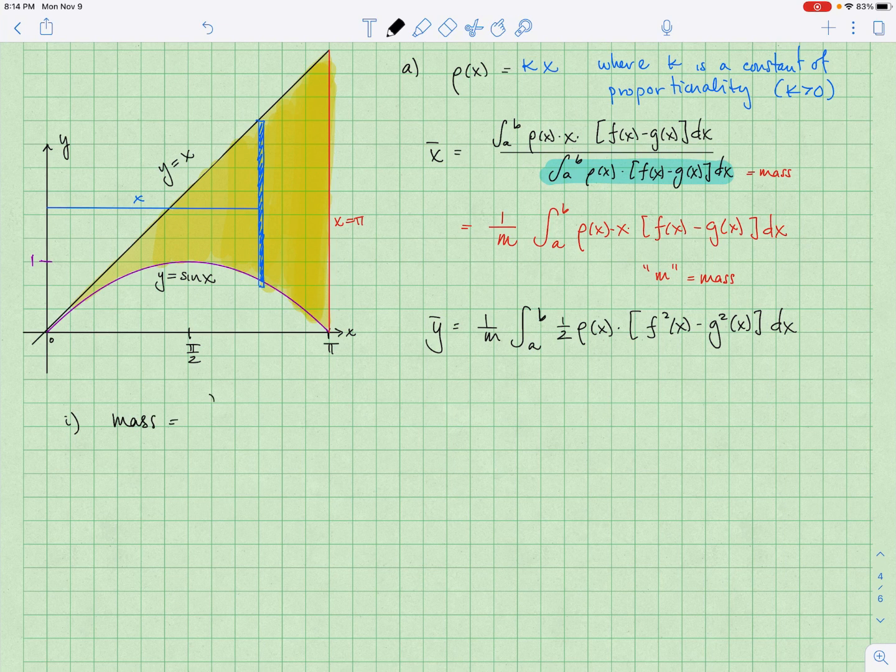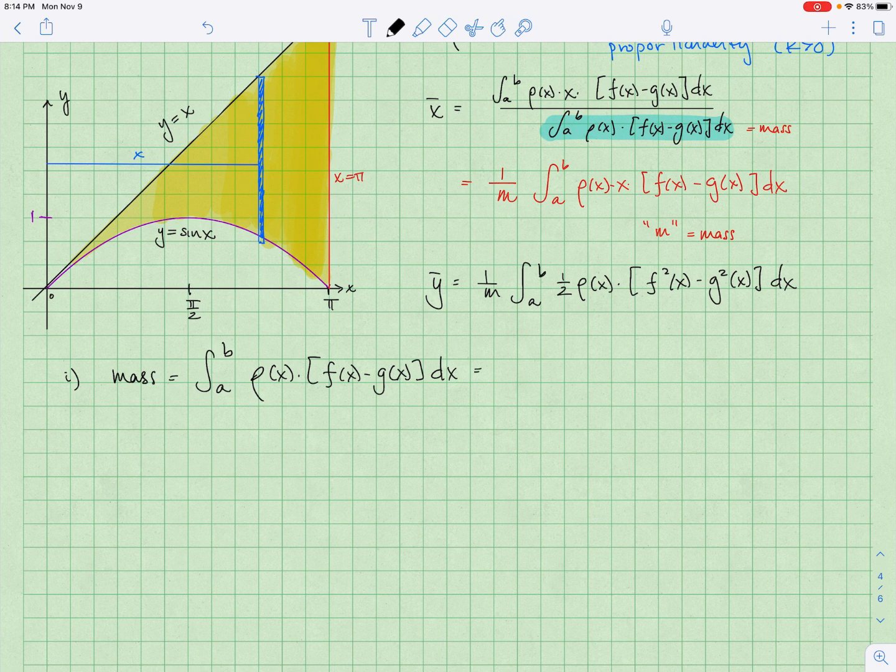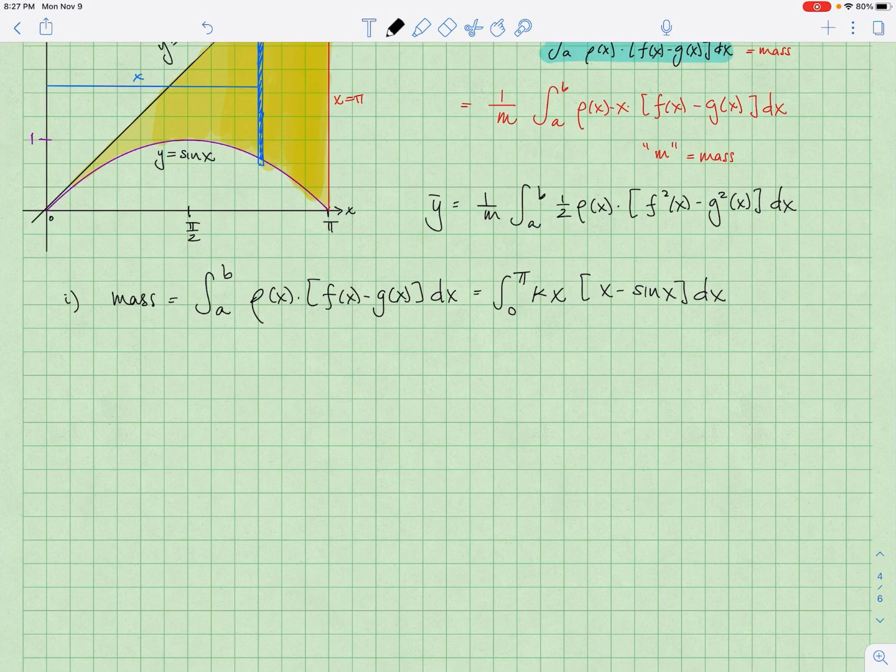So let's get started. Integral number 1. The mass is equal to the integral from a to b of the density times the upper curve minus the lower curve dx, which in this particular case is the integral from 0 to pi of the density kx times the upper curve x minus the lower curve sine of x dx. So the k here is constant. We can factor that out of the integral. This is k times the integral from 0 to pi, and if we multiply it out, we get x squared minus x sine x dx.